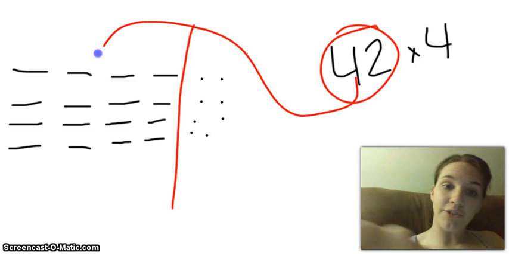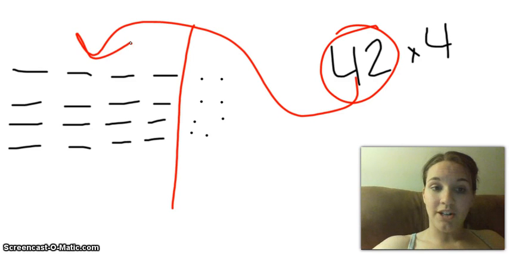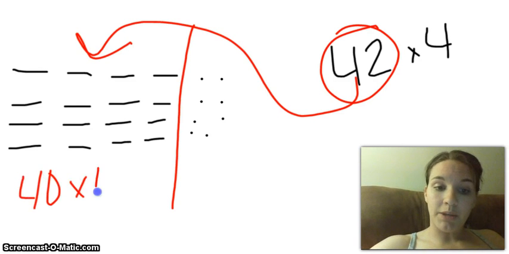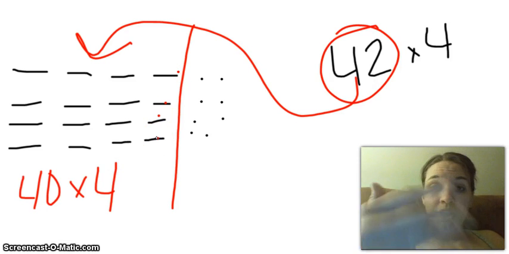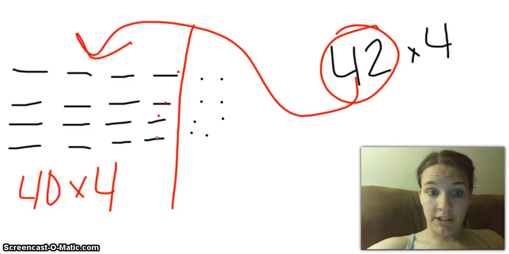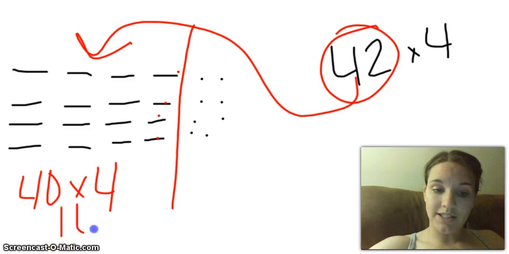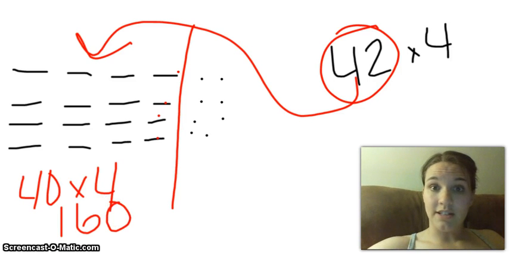So I'm going to take the 40, which is shown here, 10, 20, 30, 40, and I'm going to multiply 40 by 4 because I have 4 rows of 40: 1, 2, 3, 4. I know 40 times 4 I can do really easily because 4 times 4 is 16. I need something 10 times bigger because 40 is 10 times bigger than 4. I'm going to add a 0 because 160 is 10 times bigger than 16.